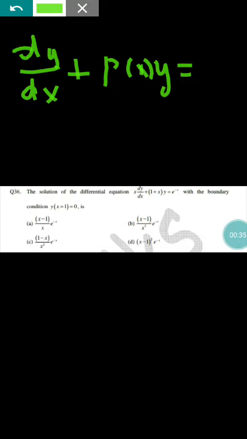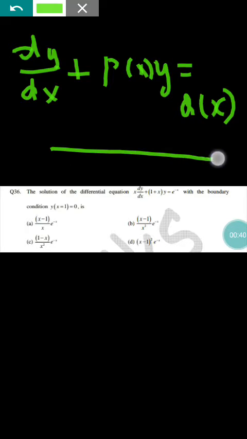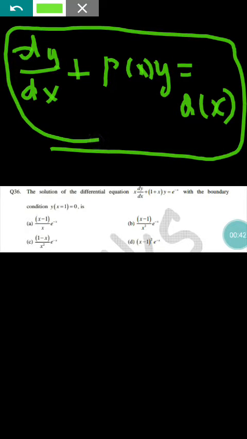Let me analyze this problem. If the given equation is in this format, like you have dy by dx plus p of x times y is equal to some other variable, say q of x, I'll tell you the steps in which you can solve this problem in a simple way, in a fraction of time.